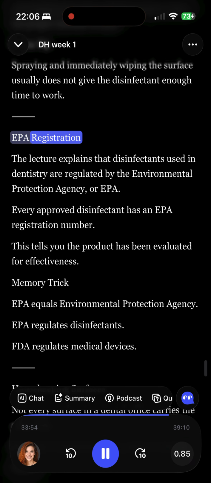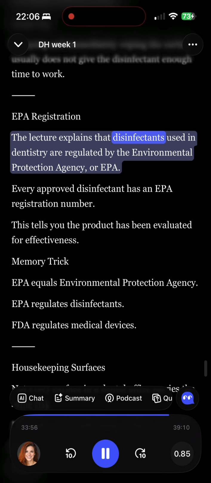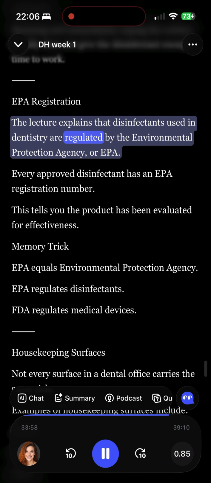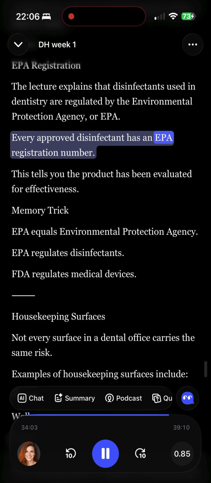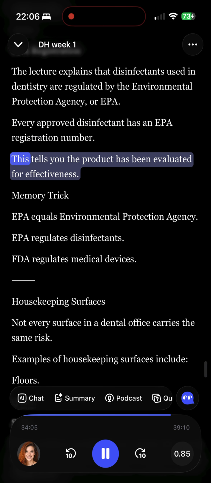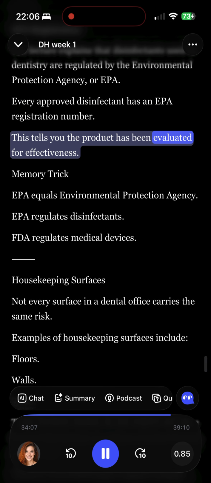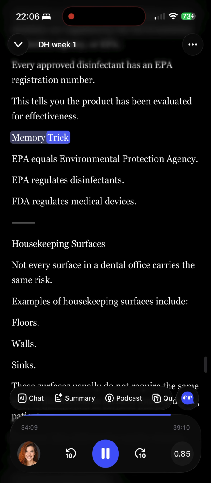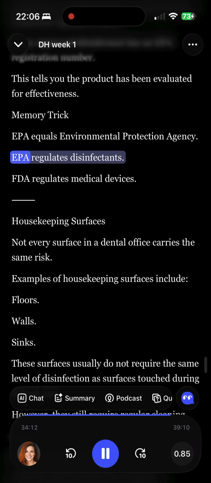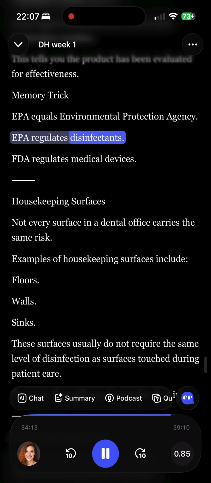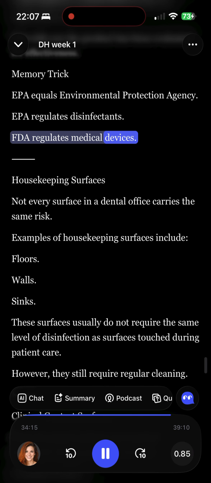EPA registration. The lecture explains that disinfectants used in dentistry are regulated by the Environmental Protection Agency, or EPA. Every approved disinfectant has an EPA registration number. This tells you the product has been evaluated for effectiveness. Memory trick: EPA equals Environmental Protection Agency. EPA regulates disinfectants. FDA regulates medical devices.